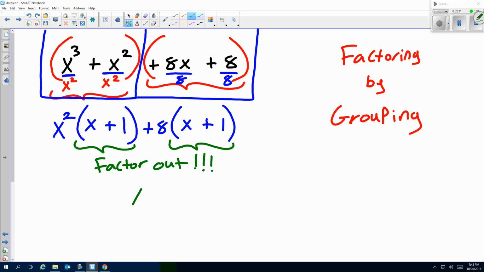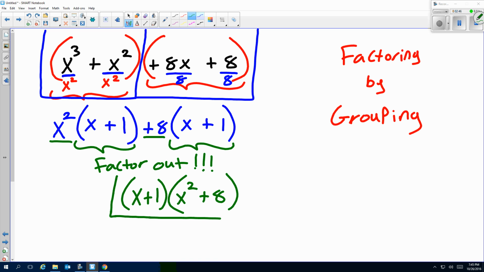What's that going to look like? It means x plus 1 is going to go on the outside, and what's going to be left on the inside is x squared plus 8. And that's pretty cool. There's our factored out pieces. There's nothing we can go smaller. This is everything we need. We've successfully factored it out.